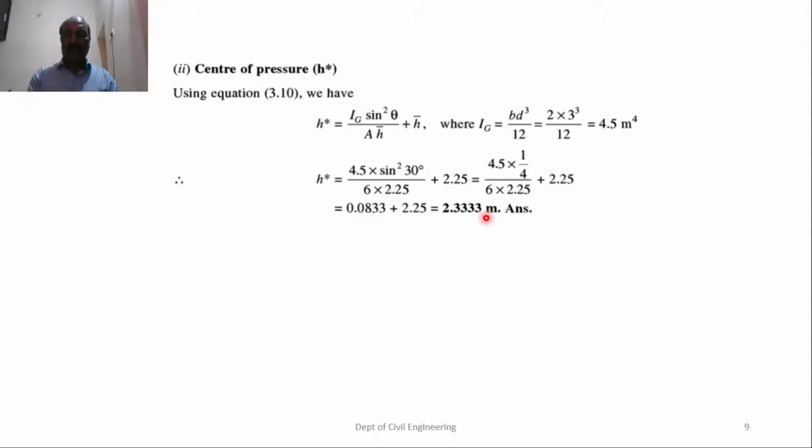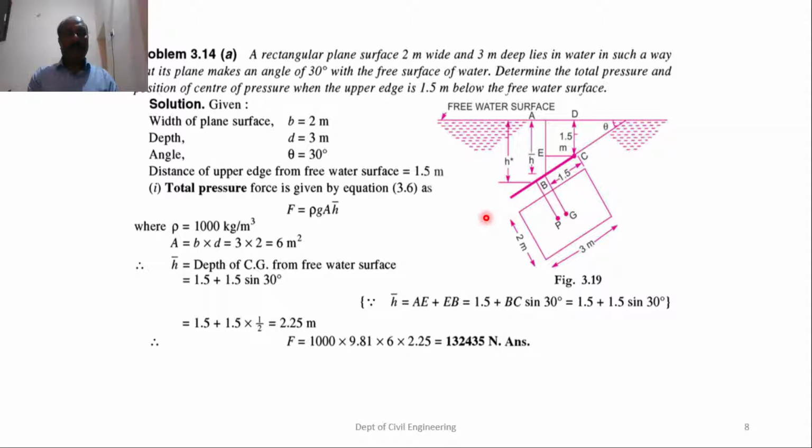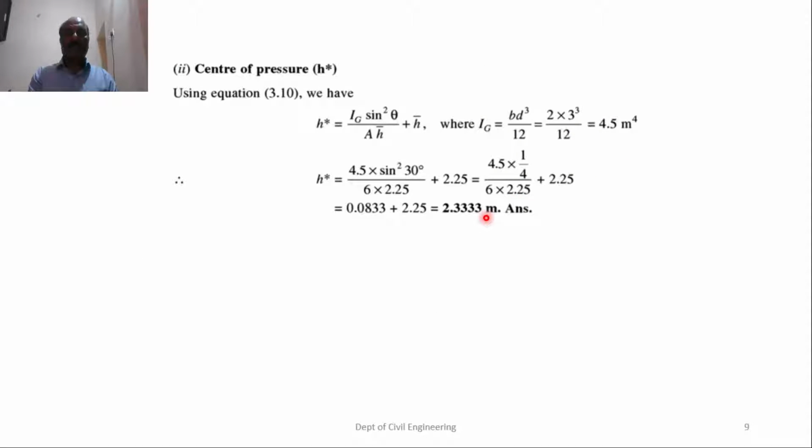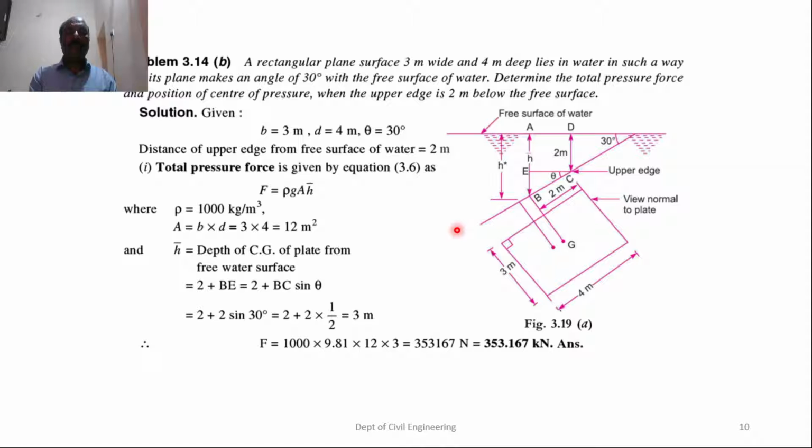So H bar is 2.25 and H star is 2.33. So the center of pressure is always lower than the H bar, that means below the H bar.